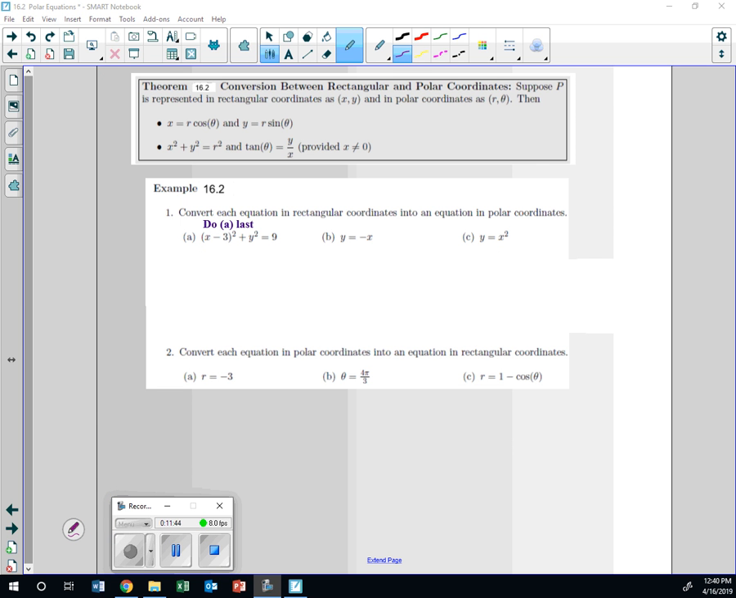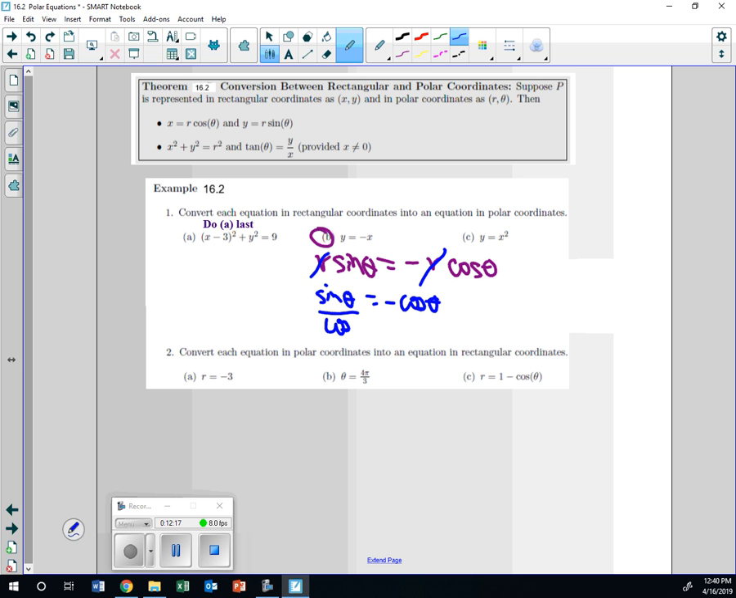And this is the last thing we're going to do. We're going to change formulas from rectangular, in this case. Y is r sine theta, and negative x is negative r cosine theta. So all we're going to do is convert this into polar form. Well, notice that the r's are going to cancel, and you're going to get sine theta equal to negative cosine theta. Now we're going to make one function out of this by dividing by cosine theta, a weird thing to do. And you're going to get tangent theta equal to negative 1.